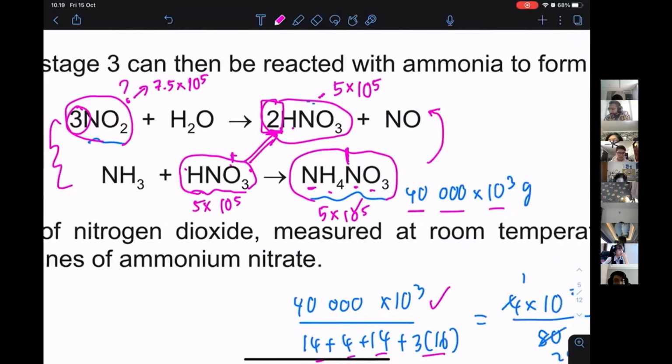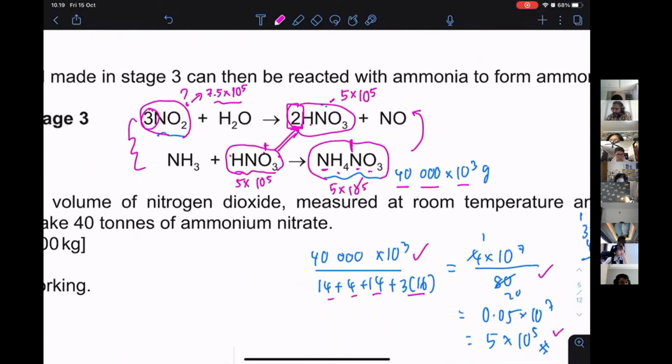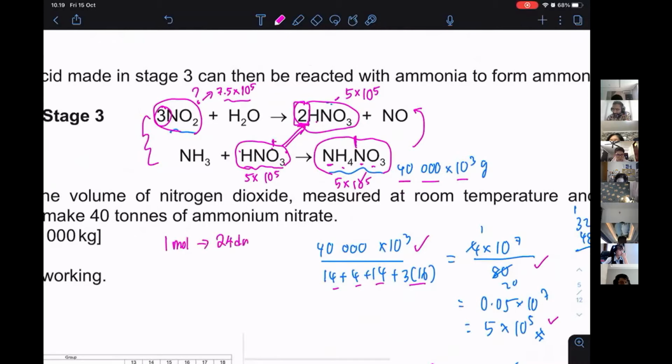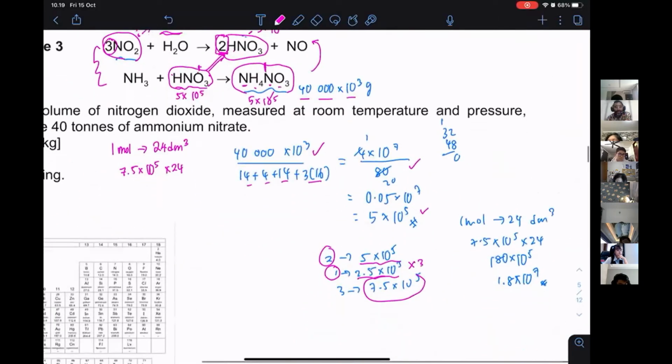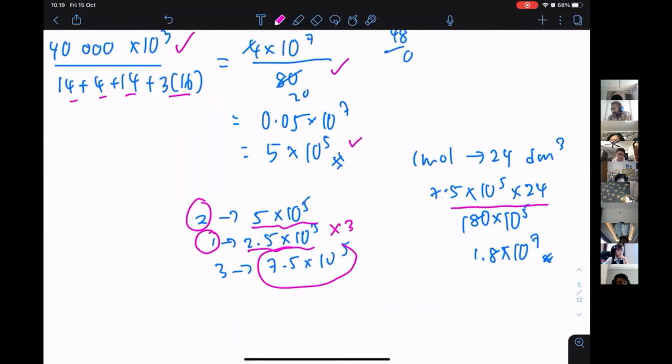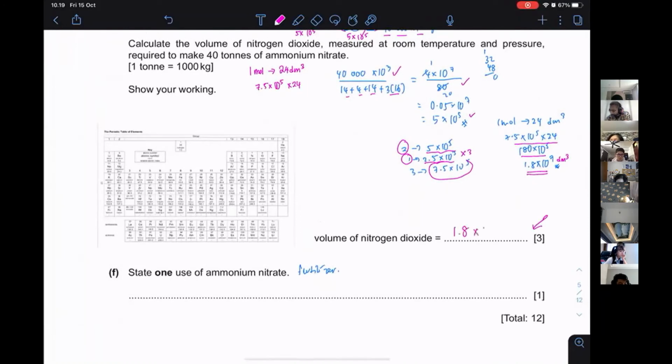Now, if you continue, you found out this is going to be the number of moles. So we know that 1 mole is going to give you 24 dm cube. So if you have 7.5 times 10 to the power of 5, you just need to times by 24. After you times, you will get this 180 times 10 to the power of 5, and then I simplified that to become 1.8 times 10 to the power of 7, but do remember it is still in dm cube. So volume, they didn't give you any unit, so I'm just going to write down 1.8 times 10 to the power of 7 dm cube. That is going to be my answer.